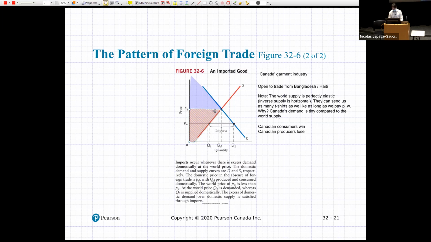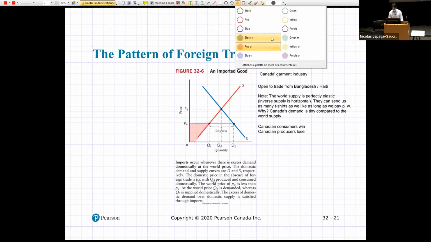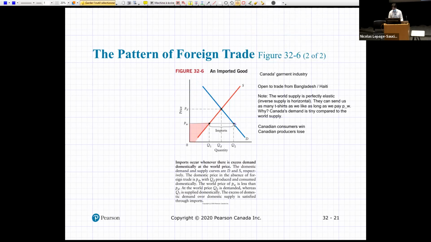So in the end, after trade, this is the situation. They have a very tiny surplus. They're hurting, but Canadian consumers are very happy. So they have all this. And let me draw the consumer surplus after trade.